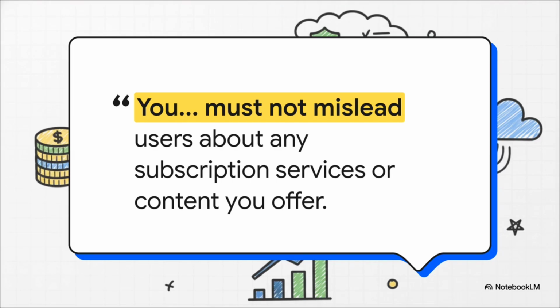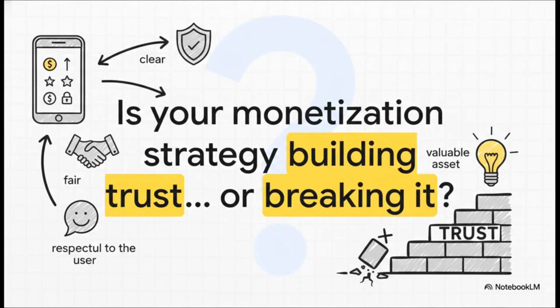When you step back and look at all these rules together, from payments to ads to subscriptions, they all point back to this one central idea. Google's policies are designed to reward developers who build sustainable businesses on a foundation of trust, not on manipulative little tricks. So as you head back to work on your awesome app, I want you to ask yourself this one question. Is every single payment, every ad, and every subscription offer you have designed to be clear, fair, and respectful to your user? Because in the long run, building that trust is the most valuable asset you have.